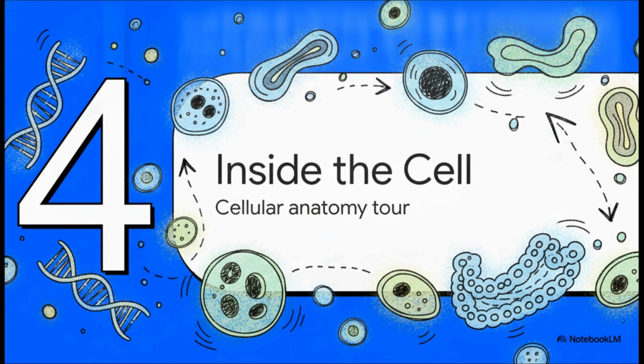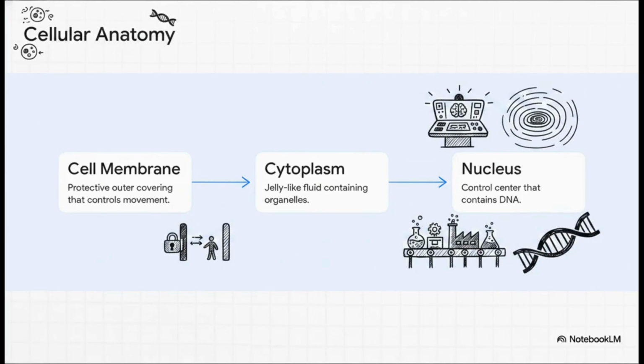Let's take a quick guided tour of this complex cellular anatomy. So, building from the outside in, every cell shares a pretty universal layout. First, you have the cell membrane. You can think of this as a highly selective biological firewall. It's strictly controlling the molecular traffic moving in and out of the cell.